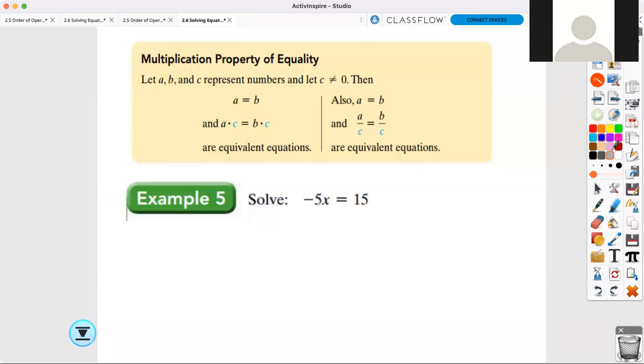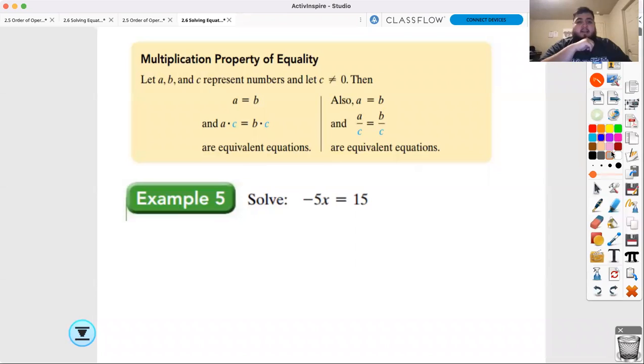So let's take a look at example 5. -5x equals 15. Now remember the very first lesson or the second lesson, what happens when we have a number and letter next to each other? What operation is going on? Multiplication. And now, so we want to get x alone. So what's the opposite of multiplying by -5? Dividing. So we're going to divide both sides by -5. What we do to one side, we do to the other.